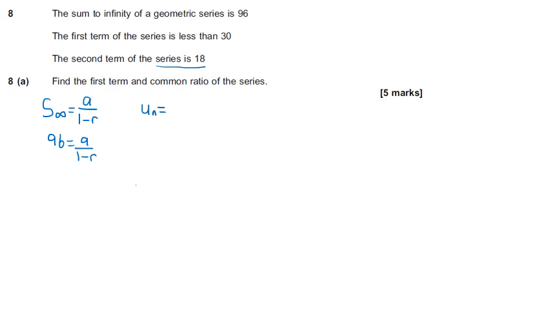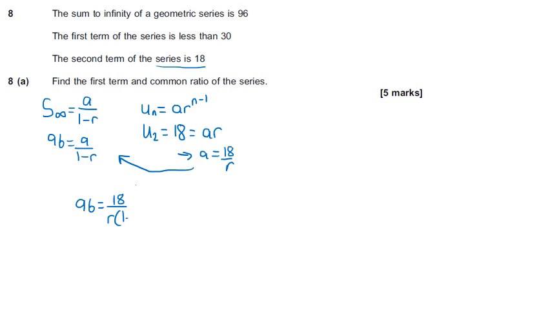So the nth term in a geometric series is the first term times r to the power of n minus 1. So the second term, u2, which has a value of 18, is equal to a times r to the power of 2 minus 1, which is just 1. So we get 18 equals ar. Now if we rearrange this for a, we get a is equal to 18 over r, and then we can substitute that back into the other equation. So we get 96 is equal to 18 over r, so I'll put that in the denominator, times 1 minus r.